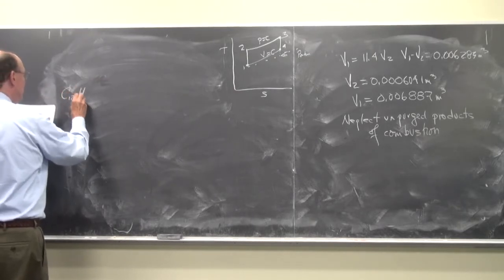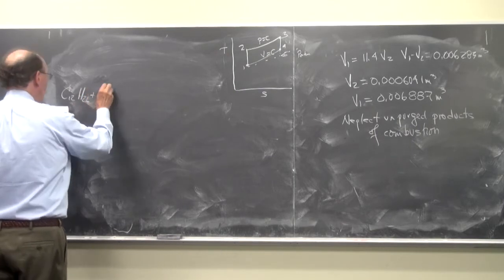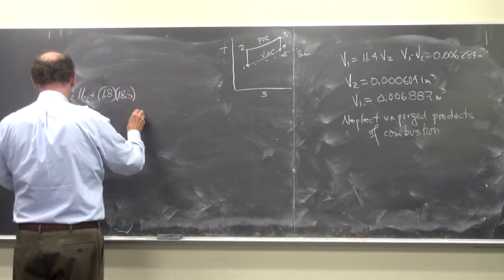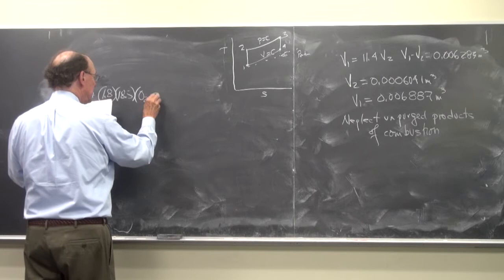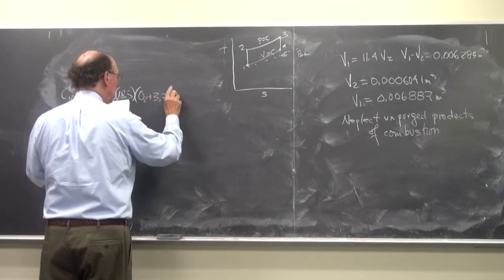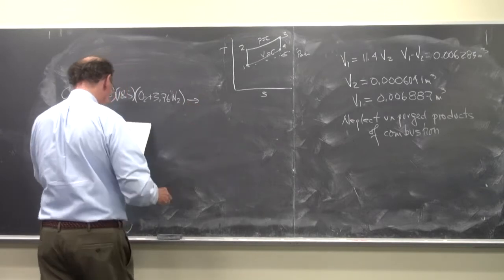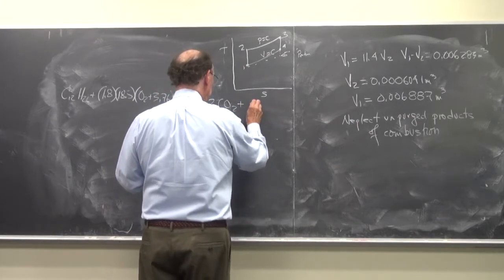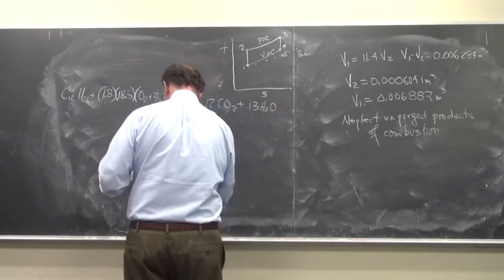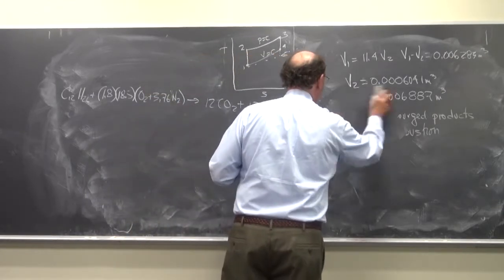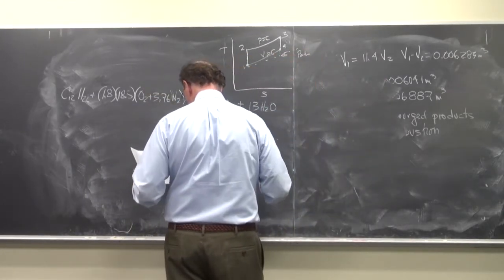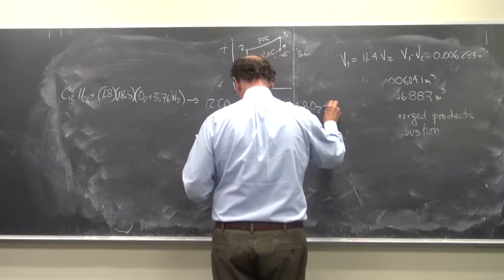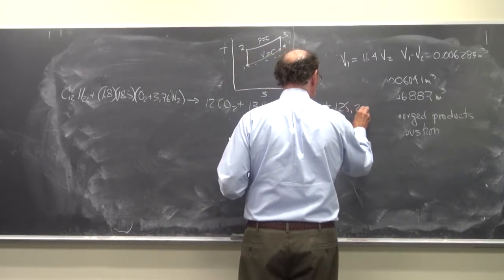So we have C12H26 plus 1.8, so this is for the 80% excess, times 18.5 times O2 plus 3.76 N2 yields 12 CO2 plus 13 H2O plus 14.8 O2 plus 125.2 N2.